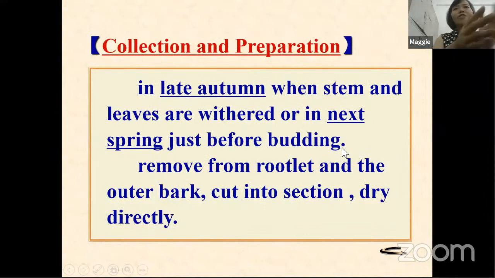So how do we collect and prepare the crude drug? Usually we collect it in late autumn when the stem and leaves are withered, or in the next spring just before budding. Remove the rootlets and the outer bark, cut it into sections and dry it directly in the sun. So this is the collection and preparation.